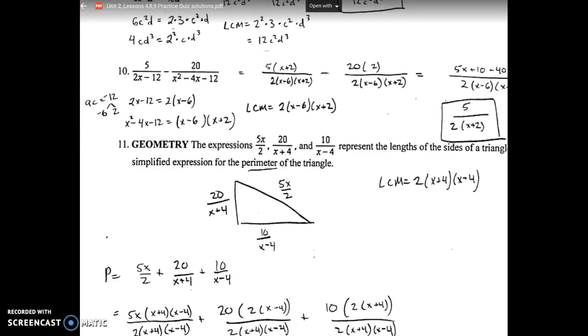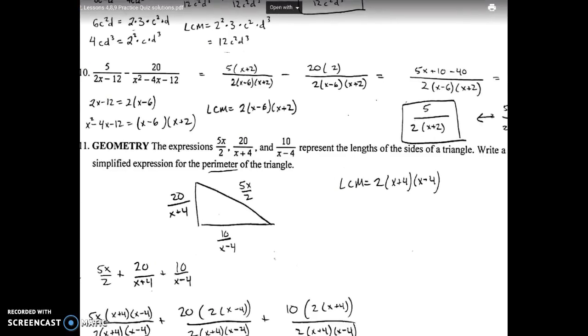We're going to find AC, that's negative 12, and 2 numbers that multiply to negative 12 that add to negative 4 are negative 6 and 2. So my 2 factors are x minus 6 and x plus 2. So that means that my least common multiple, I need a 2, I need an x minus 6, and I need an x plus 2.